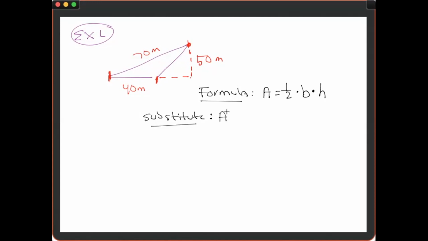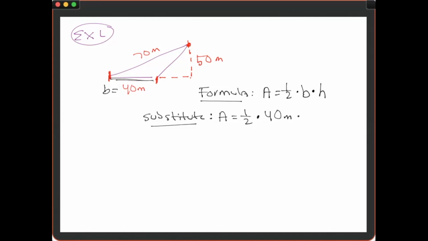You write area because that's what we're looking for. We're finding the area equals 1/2. The 1/2 is part of the formula. You always have to remember to put the 1/2, or else you're going to get the wrong answer. Base. The base is from here to here, right? And that is 40 meters. Let's write 40 meters for your base.